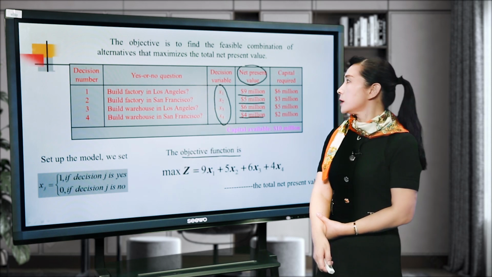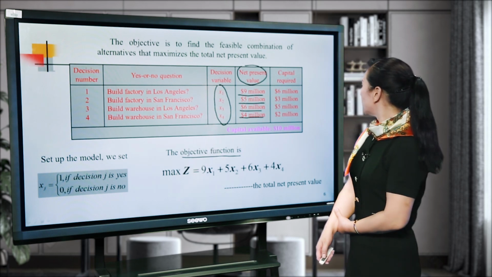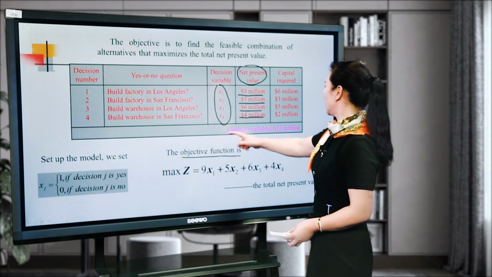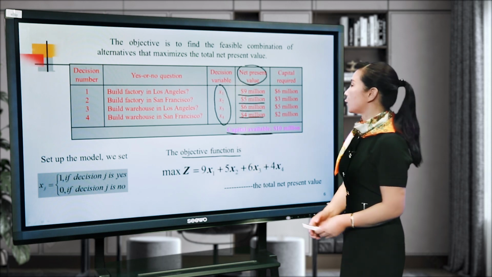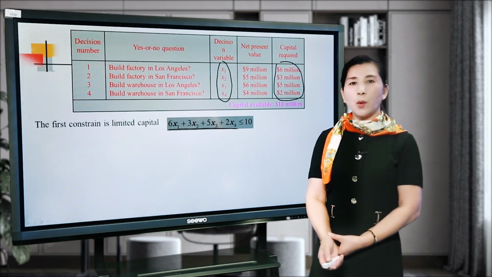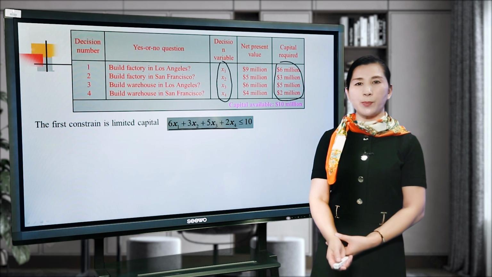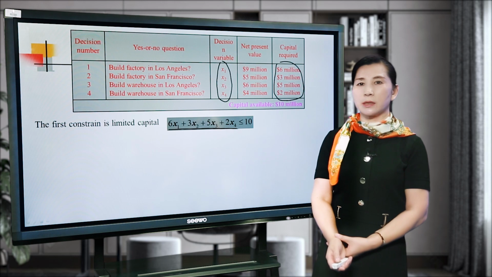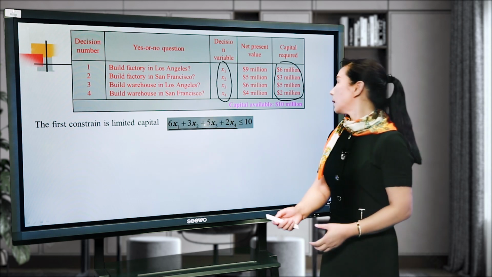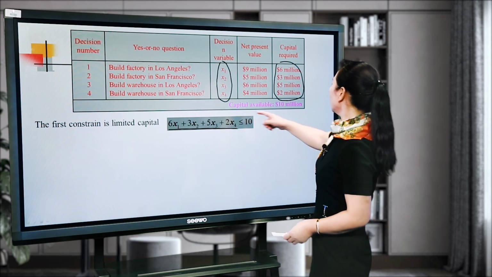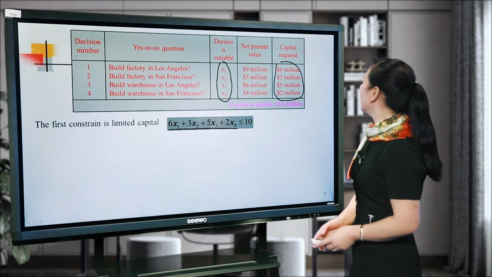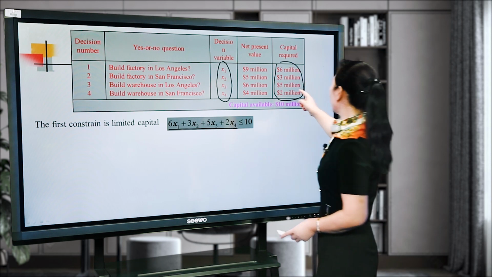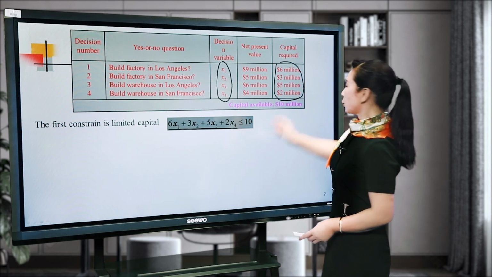Now, the constraints in this program. The first is the capital variable. Capital variable, we only have $10 million. Now we think about the constraints in this program. We notice that the first constraint is that capital is limited, and we know in this table the capital available is $10 million, and the capital needed is 6 million, 3 million, 5 million, 2 million.